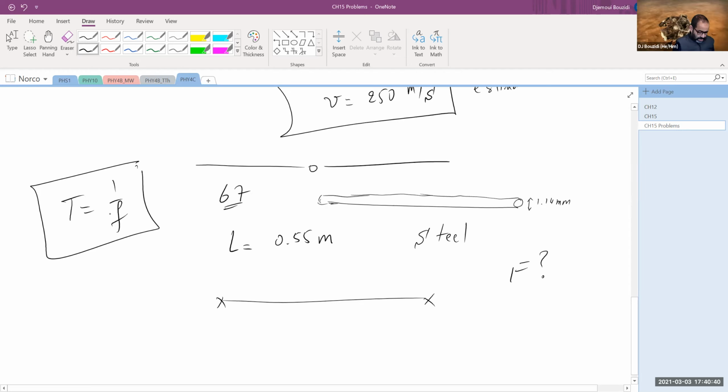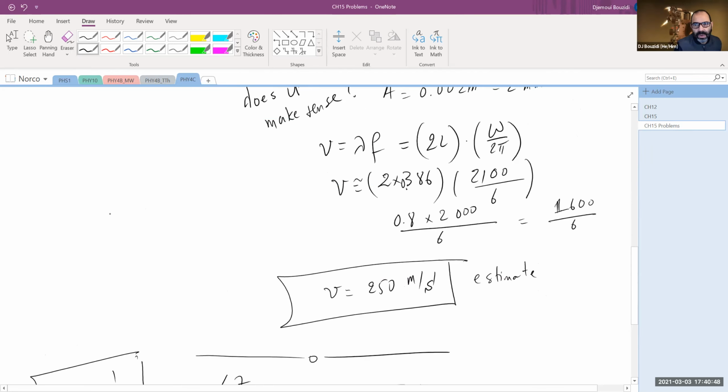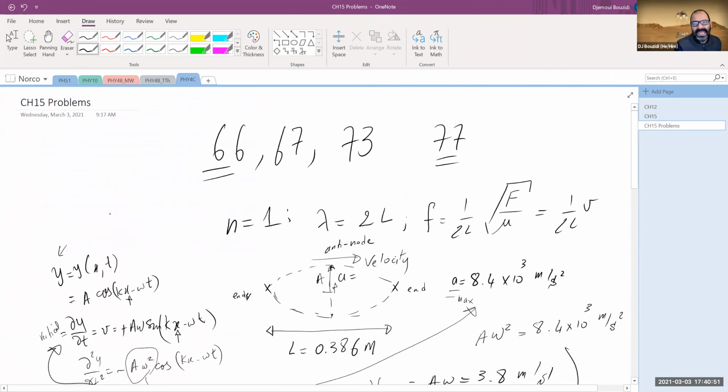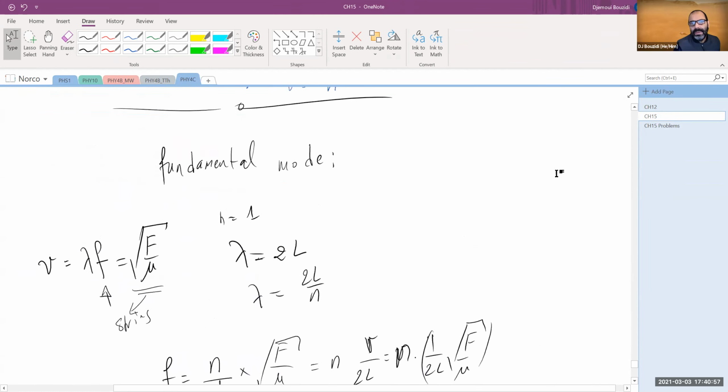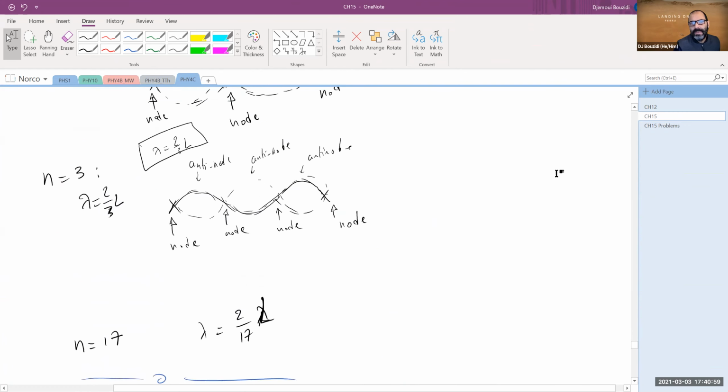So it's fixed at both ends. To what tension must it be adjusted so that when vibrating in its first overtone, again, these are some of the key words you're going to be looking for. The first overtone means n is equal to 2, actually, if you guys remember, okay? The first overtone means that n is equal to 2.